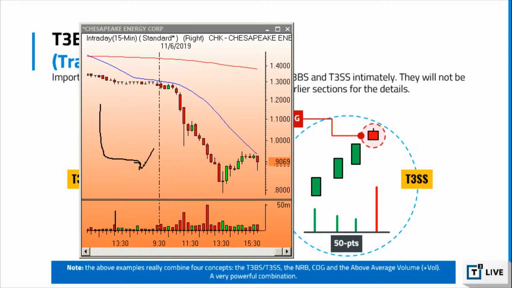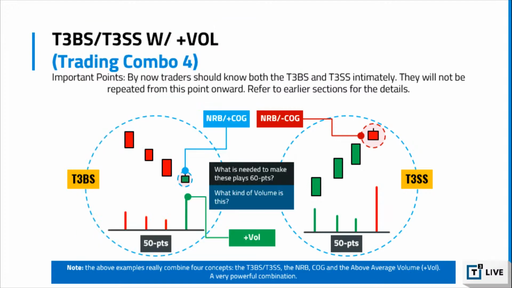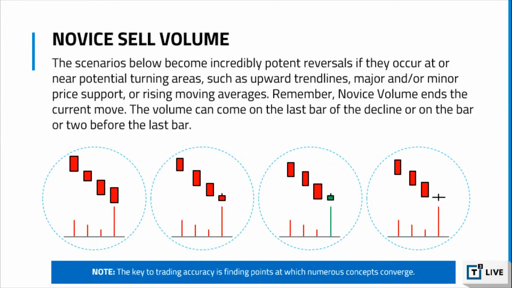Does that make sense? So that's what it is. If we have a buy setup, we get a spike in volume, it means profit taking or selling is almost over. So get ready to play long. This is called novice sell volume. It means the novice sellers are getting out.